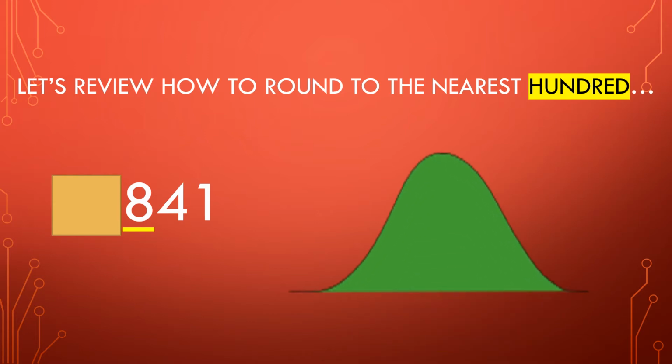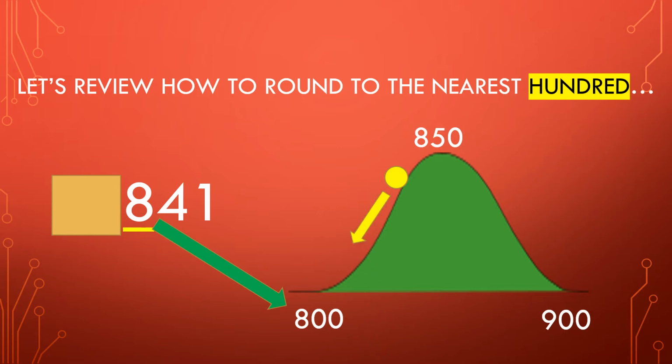I'm going to draw my hill. I'm going to find out the hundreds that 841 is between. It is between 800 and 900. At the top, we have 850. That's the halfway mark. 841 would be about right there. If it was a ball, where would it go? It would roll down the hill to 800. So 841 rounded to the nearest 100 is 800.